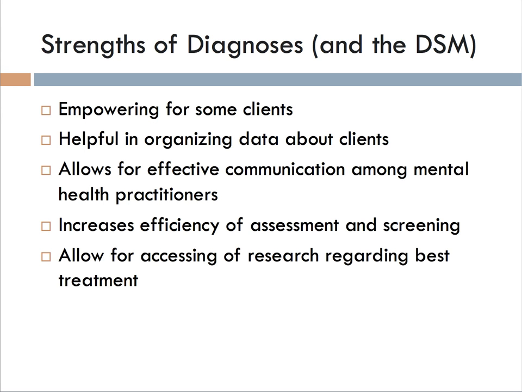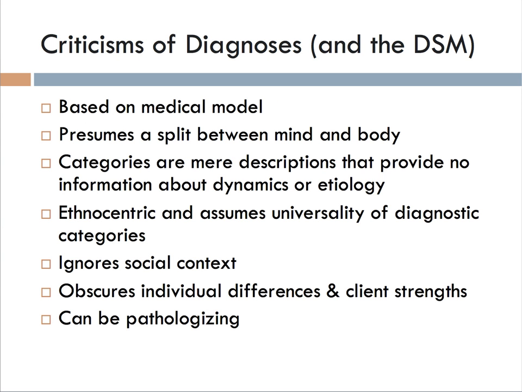At the same time, however, the diagnostic model that's used in the U.S. has also been critiqued for a number of different reasons, including that it's based on the medical model, which therefore presumes a particular theoretical stance on how mental disorders are conceptualized, most notably that it presumes a split between the mind and the body. The DSM has also been criticized because the categories are often thought of as mere descriptions that provide no information about dynamics or etiology.